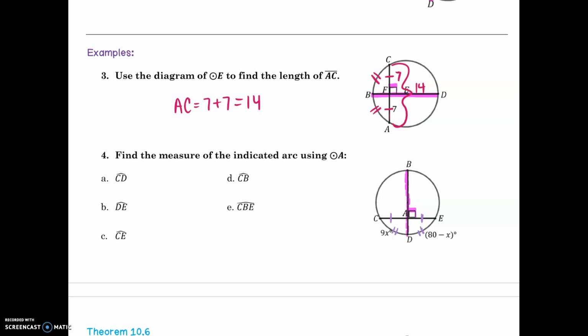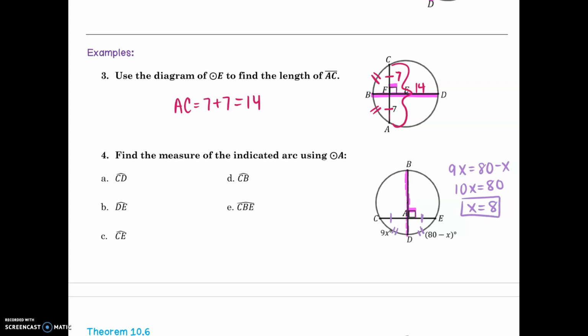We're going to set those expressions equal to one another because we know those arcs are congruent. So we have 9x equals 80 minus x. We're going to solve for x. We're going to add x to both sides. So we get 10x equals 80. Then we're going to divide by 10. So we know that x equals 8.